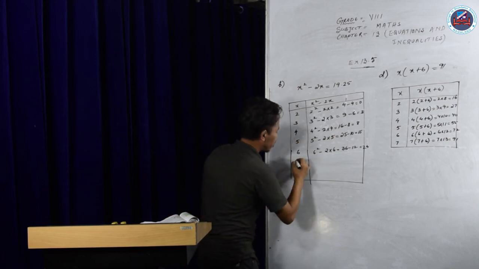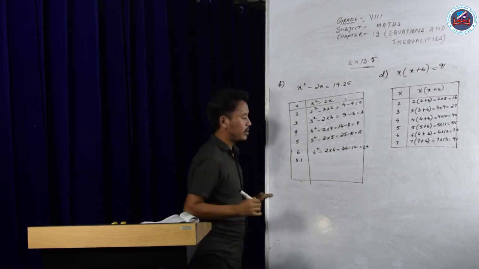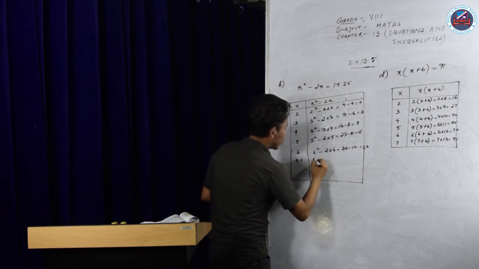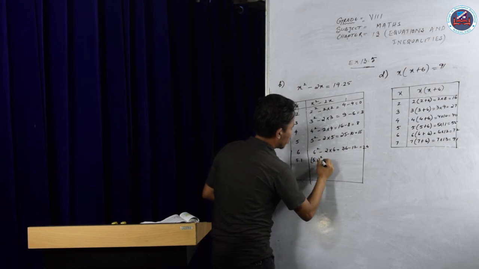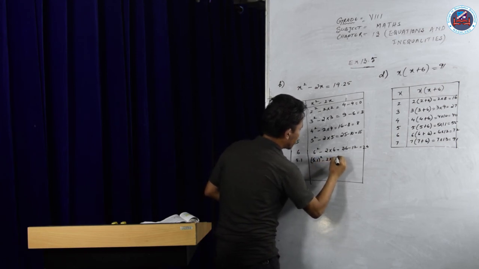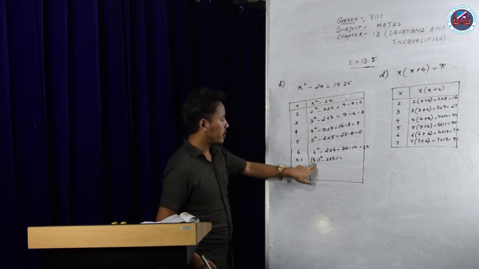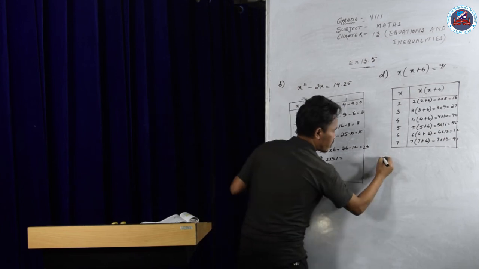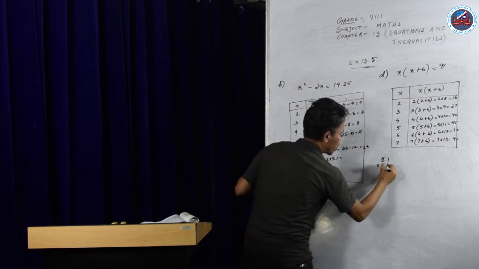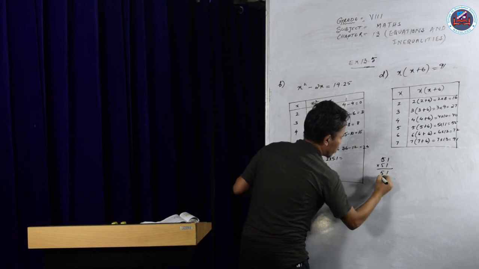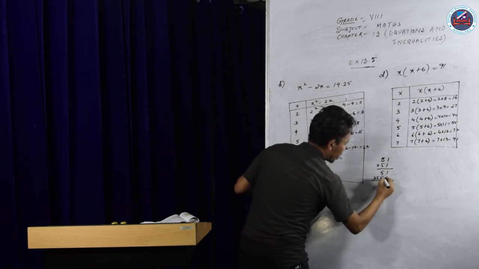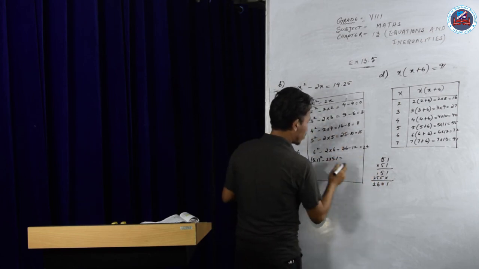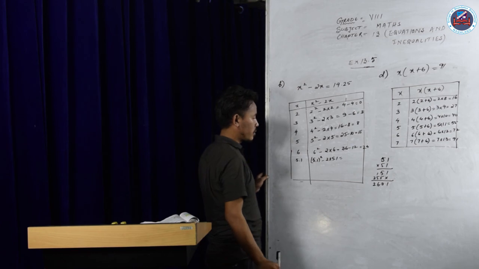So let's take 5.1. Okay? 5.1 the whole squared minus 2 into 5.1. Right? 5.1 squared minus 2 into 5.1. So 51 into 51 is 2601. The decimal point comes after two digits, that is 26.01.